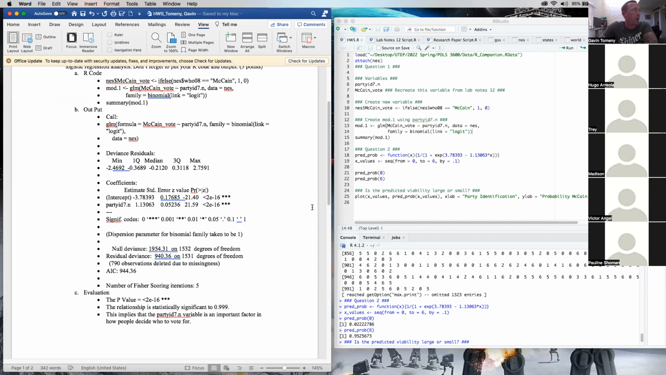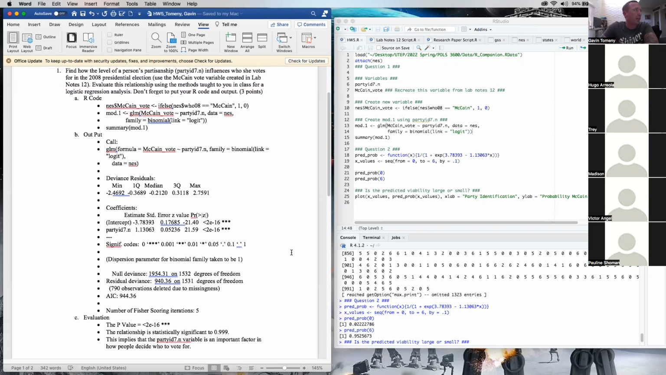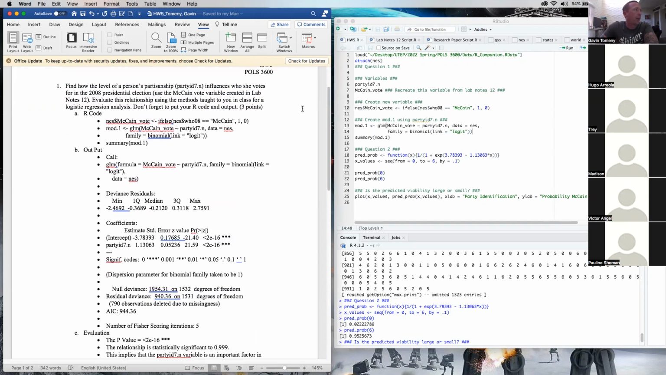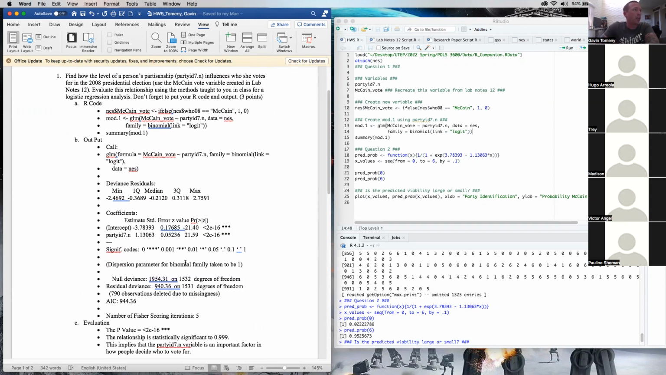Okay. So this first part was really super basic. You just had to remember how to set up this if else, and then put that into your logistic regression. Are there any questions on this?